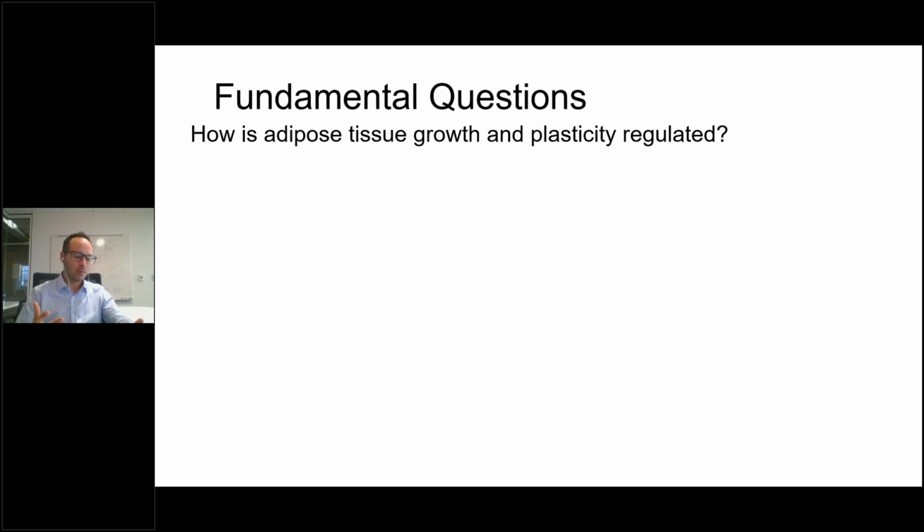One of the questions that arises from what Greg talked about, in terms of this conversion of white fat to brown fat, is how is this plasticity regulated? How can we better understand this conversion, the browning of WAT? And by further understanding that, how can we target it therapeutically? It's one of the fundamental questions that will be addressed in our review issue.